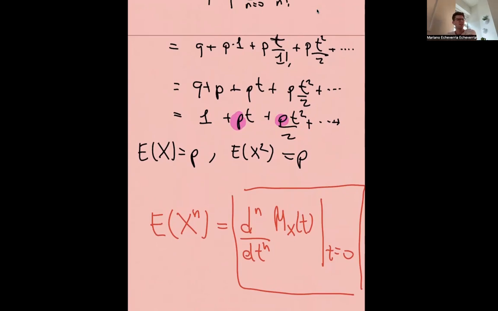I don't know if everyone has taken differential equations, but this is similar to what you would do there when solving a differential equation by power series expansion. It has a similar flavor to that.